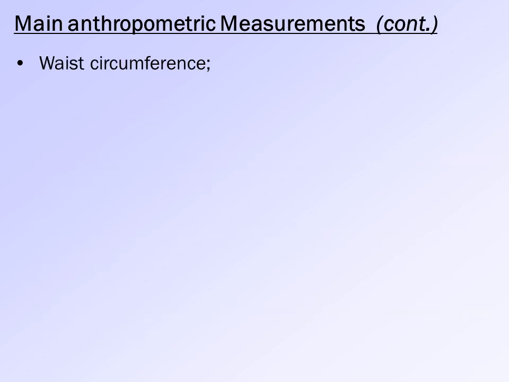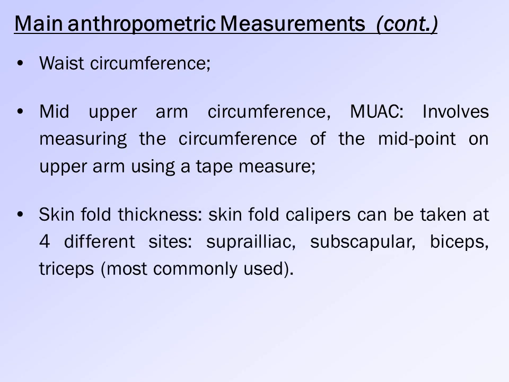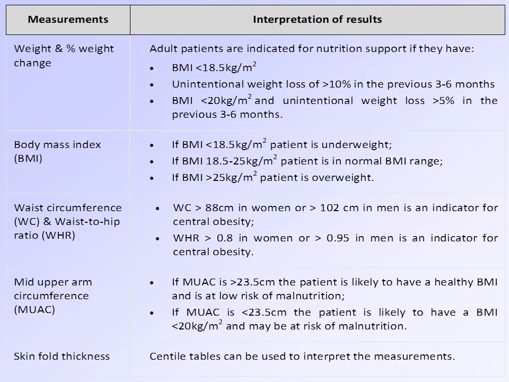Waist circumference. Also included is mid upper arm circumference, which involves measuring the circumference of the midpoint on the upper arm using a tape measure. Skin fold thickness. Skin fold calipers can be taken at 4 different sites: suprailiac, subscapular, biceps, and triceps, which is the most commonly used.